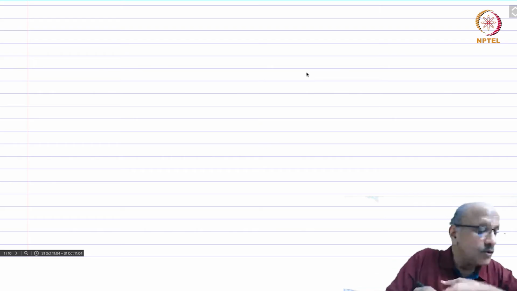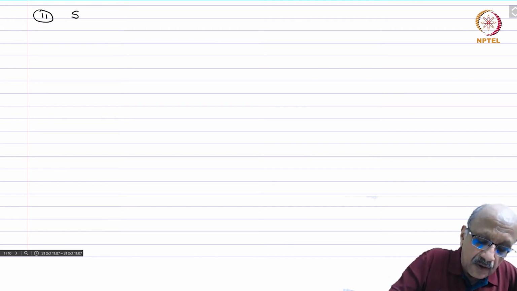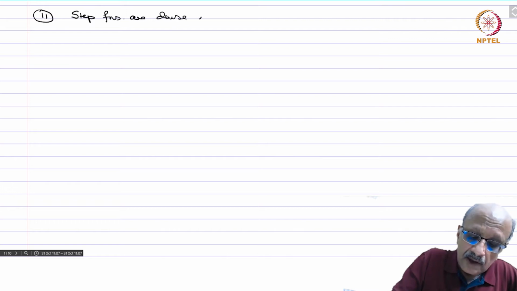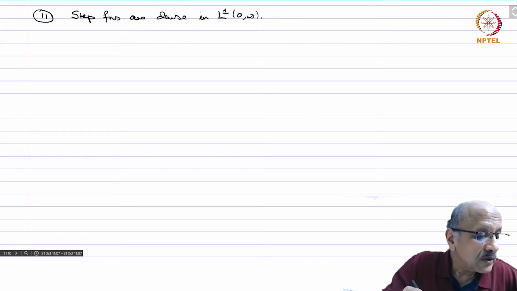So we continue the exercises. We are now in number 11: step functions are dense in L1(0, infinity). So (0, infinity) is the interval strictly positive in R, and L1 is the space with the Lebesgue measure, and therefore we want to show that step functions are dense.